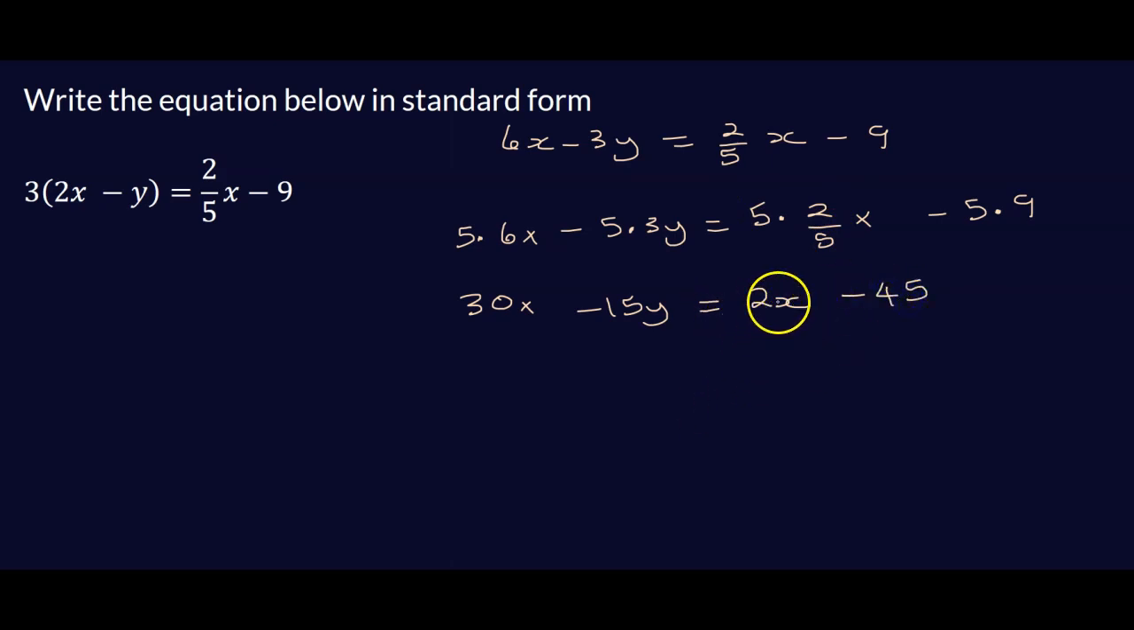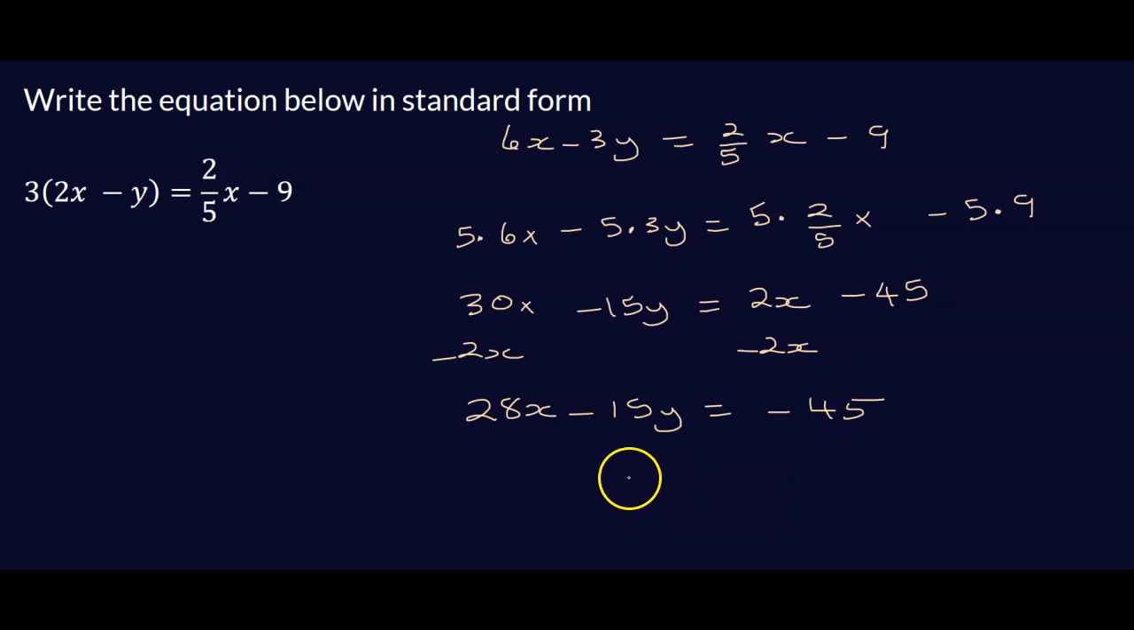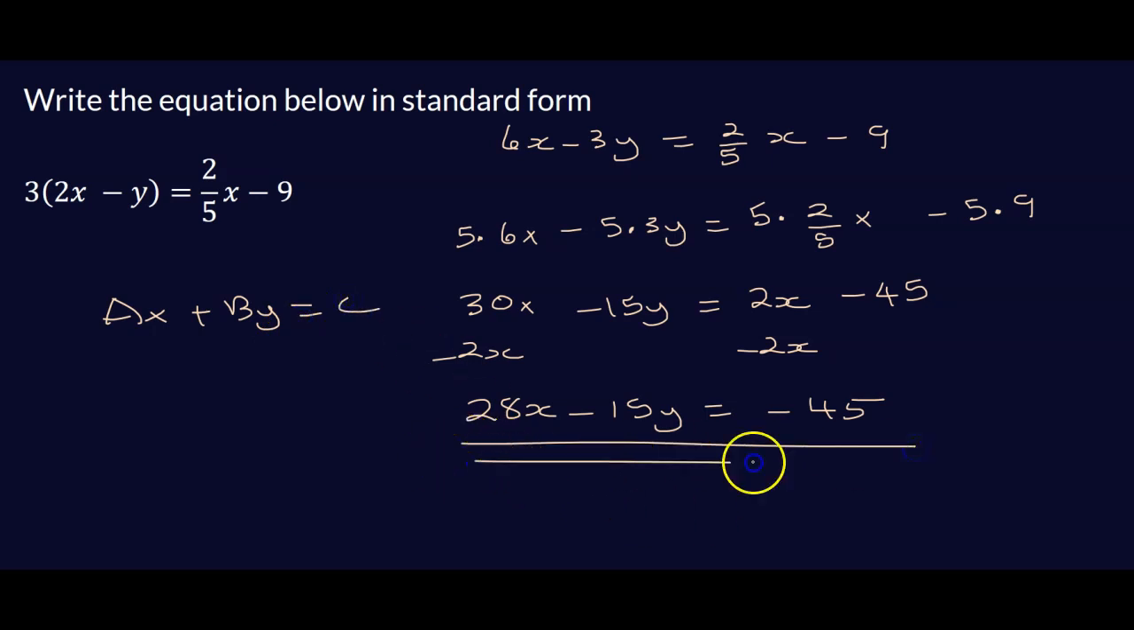So now we can move the 2x to the same side as the other variables. So we subtract 2x here, subtract 2x. So we have 28x minus 15y equal to negative 45. And it's already written in the form ax plus by equal to c. So this is the final equation that shows the original equation we were given in standard form.